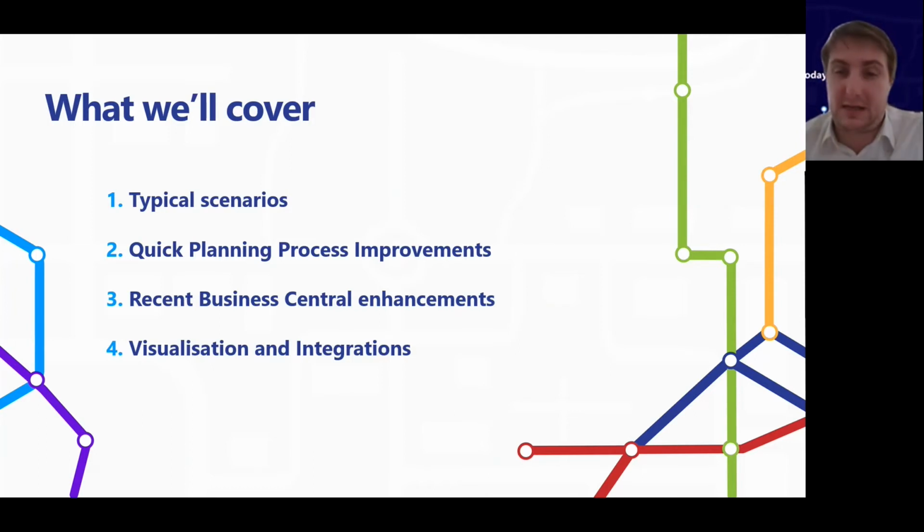We will go through quick planning process improvements as well. As you're aware, the devil is always in the detail. A small improvement can make a huge difference, and the other way around. The third thing we will look at is the recent Business Central enhancements related to this topic. As you could see during the keynote, there is a lot going on within the BC functionality, so we will discuss some of these. And then we will also discuss some visualization options and integrations which can be done related to the planning and inventory planning agenda. Okay, so let's go to the typical scenarios first.